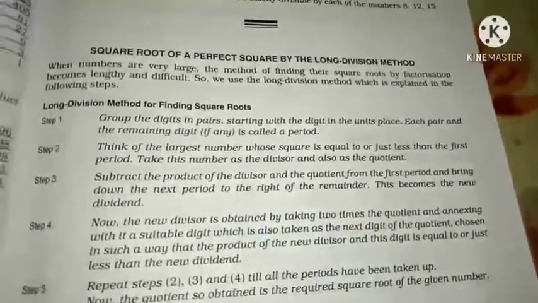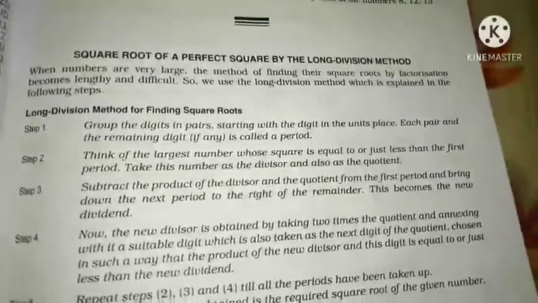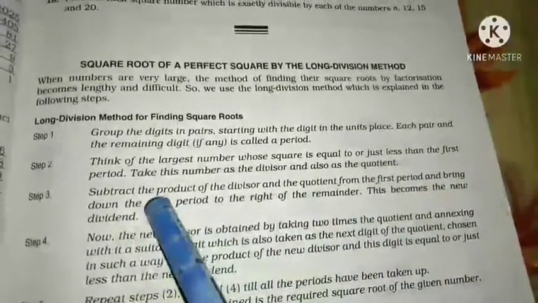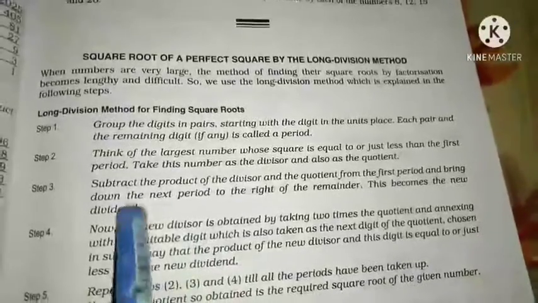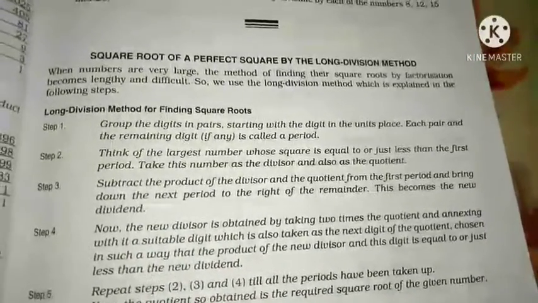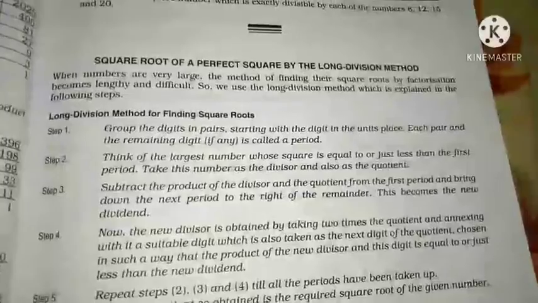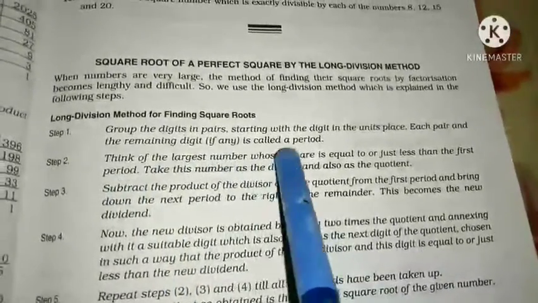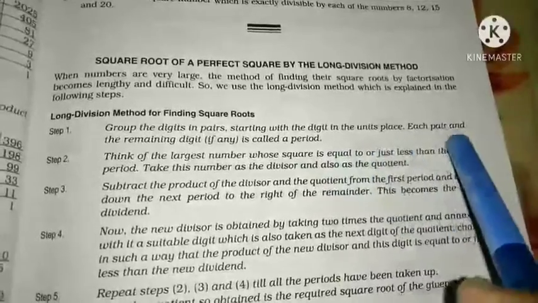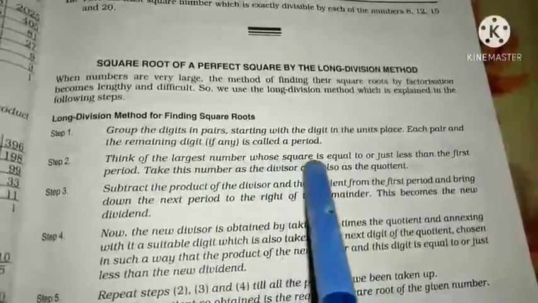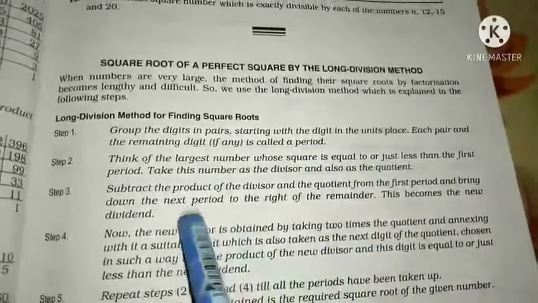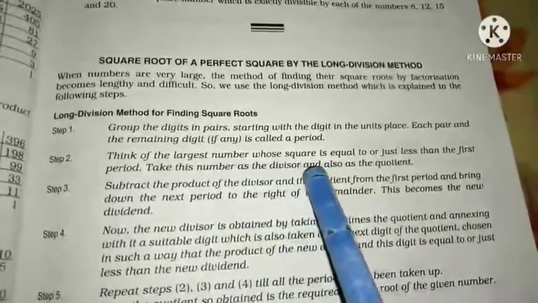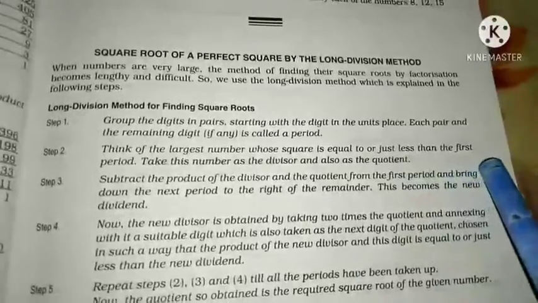Okay. Now the next method is finding out square root of a perfect square number by long division method. There are some steps involved in this. Let's check out some steps, and after that we'll solve some questions from the exercise to understand it clearly. First step says that group the digits in pairs starting with the digits in the unit place. Each pair and the remaining digit is called a period. Second step says that think of the largest number whose square is equal to or just less than the given period.